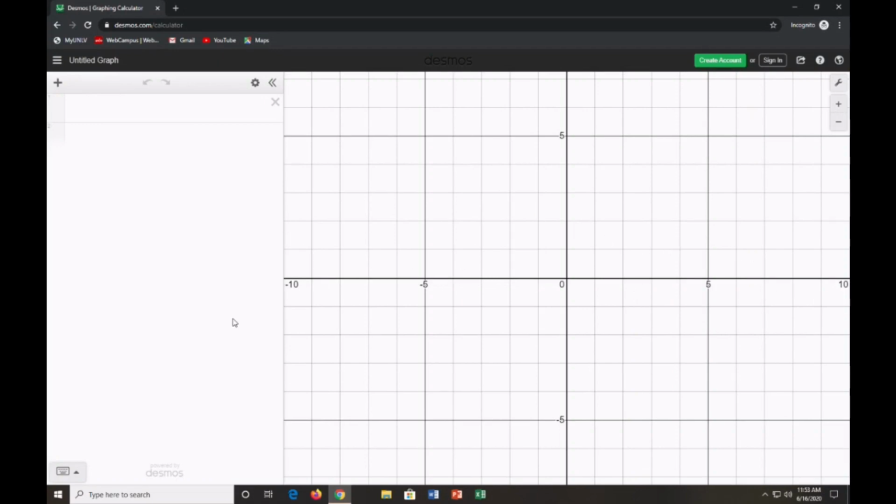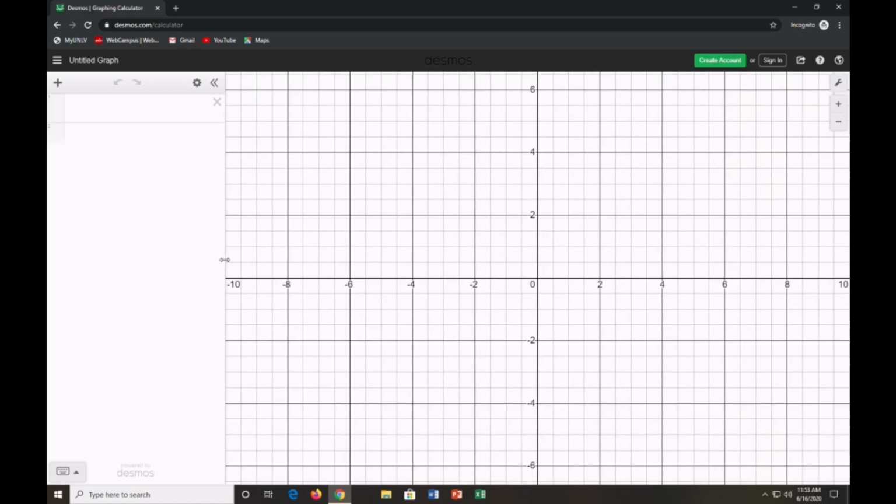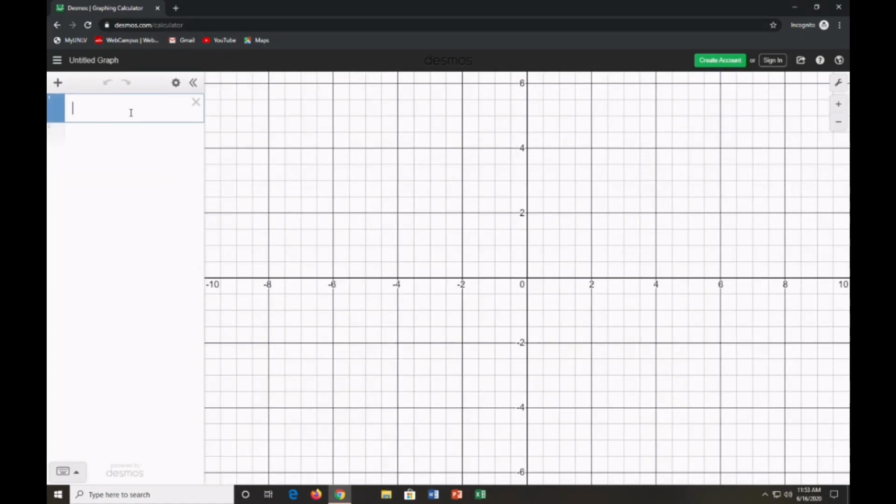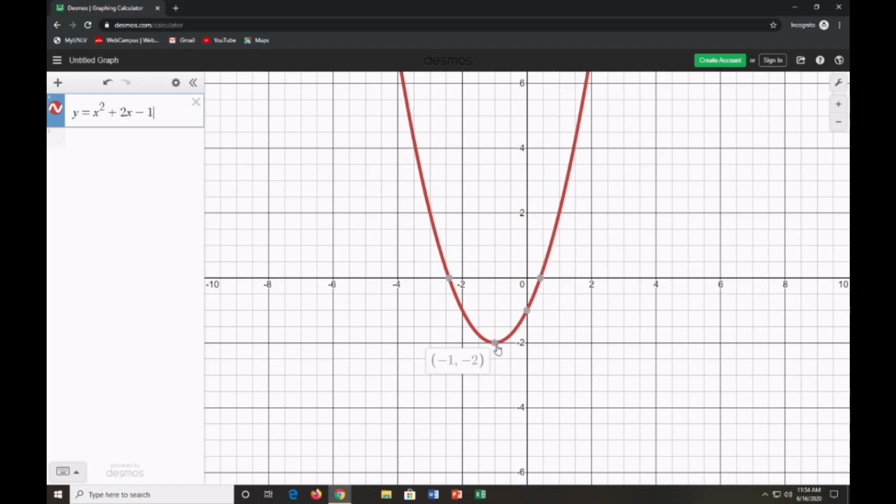Here is Desmos's calculator website. You can access it anytime on your own computer. And I want to graph that equation so we can get a precise look at what it looks like. Y equals x squared plus 2x minus 1. Right there. Okay? So now we know where that vertex is.